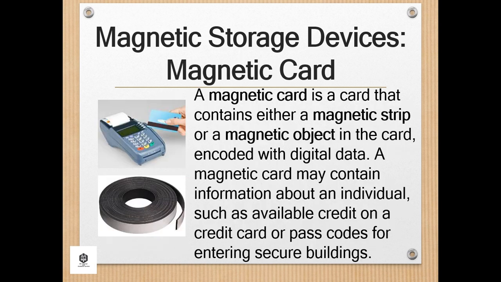Magnetic card. A magnetic card is a card that contains either a magnetic strip or a magnetic object in the card, encoded with digital data. A magnetic card may contain information about an individual, such as available credit on a credit card or passcodes for entering secure buildings. It's usually the size of a business card. The picture is an example of a magnetic card being swiped through a magnetic card reader or magnetic strip reader.